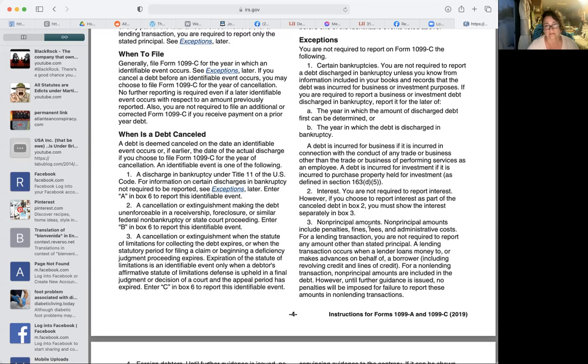Non-principal amounts. Non-principal amounts include penalties, fines, fees, and administrative costs. For a lending transaction, you're not required to report any amount other than stated principal. A lending transaction occurs when a lender loans money to or makes advances on behalf of a borrower, including revolving credit and lines of credit.